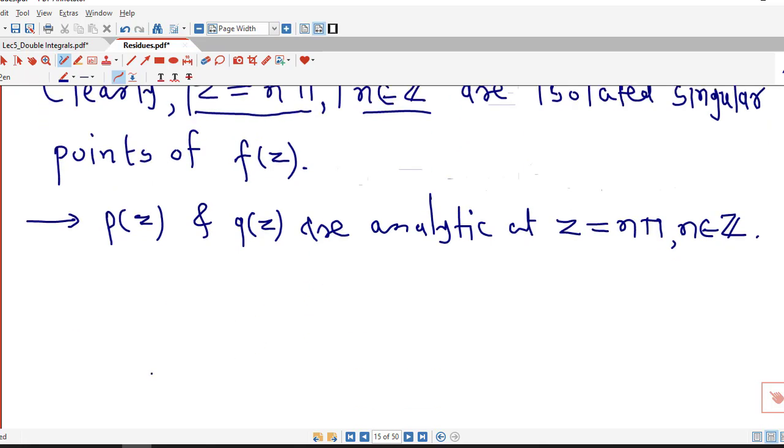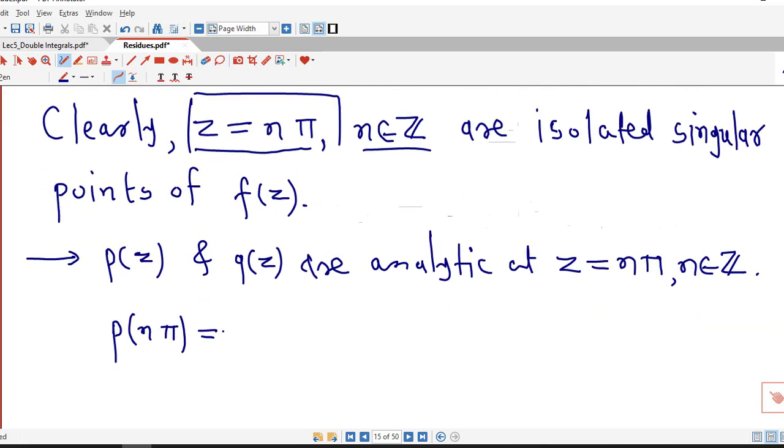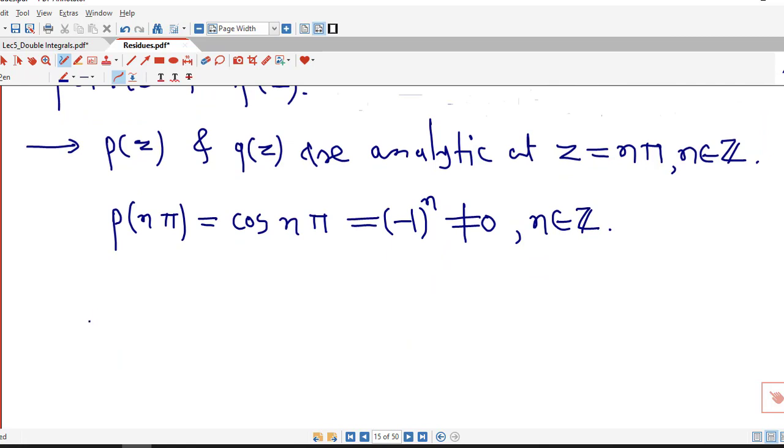Now first we determine the value of function p at z equal to n pi. Function p(z) is cos z, so p(n pi) equals cos n pi, which is minus 1 to the power n, and this is non-zero for each n. So the value of function p at n pi is non-zero.